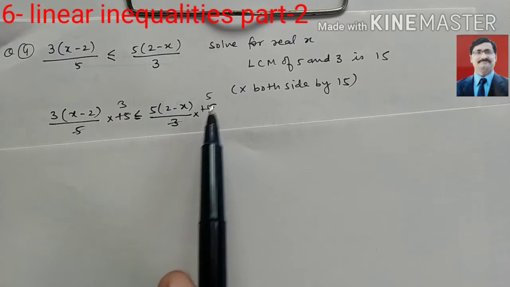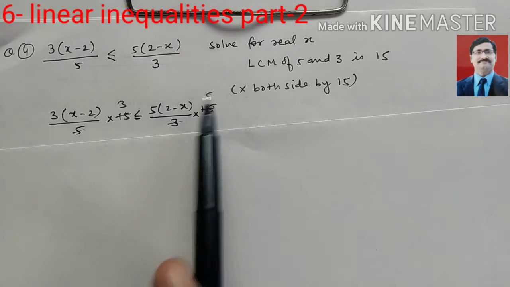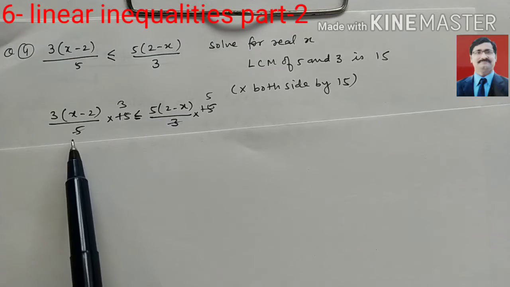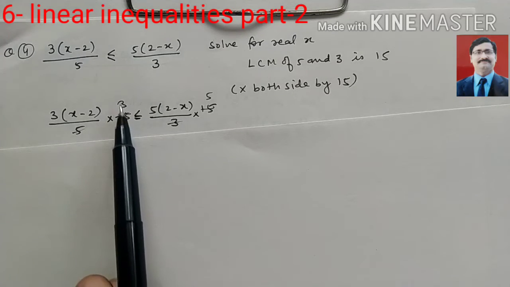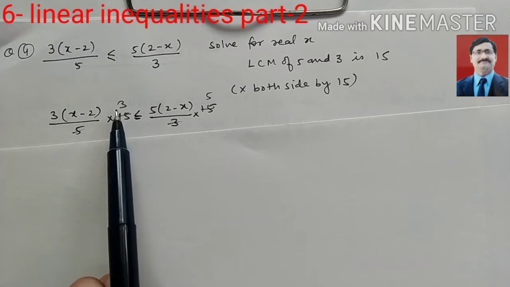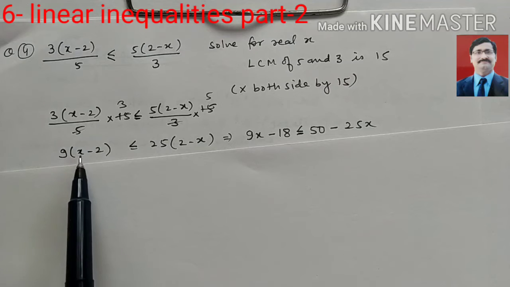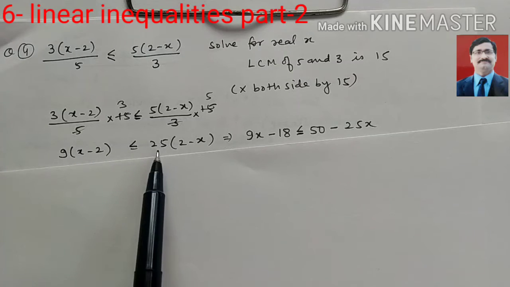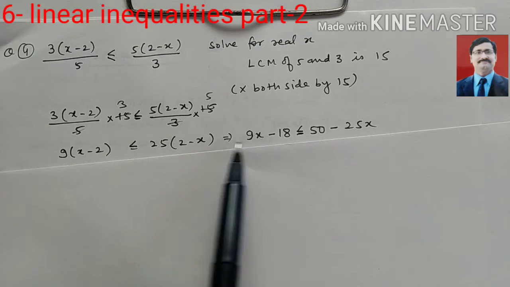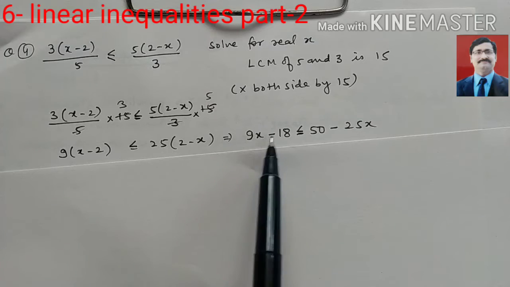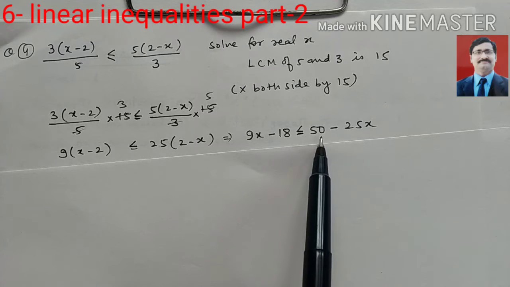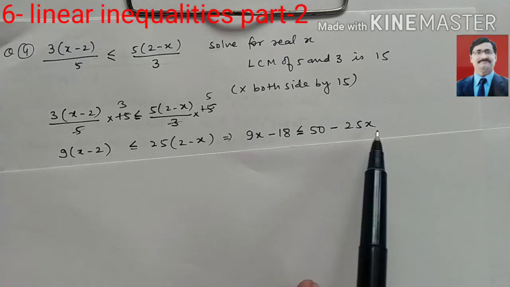Now this 15 we can cancel by 3. 3 fives are 15. Here also the 15 we cancel by 5, so 5 threes are 15. Now 3 threes are 9, and here 5 fives are 25. So we get this step: 9(x minus 2) is less than or equal to 25(2 minus x), which is 9x minus 18 less than or equal to 50 minus 25x.